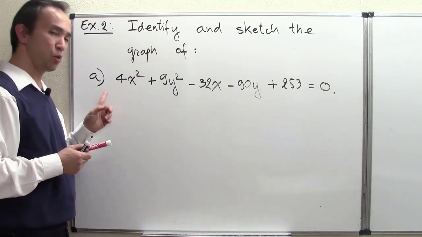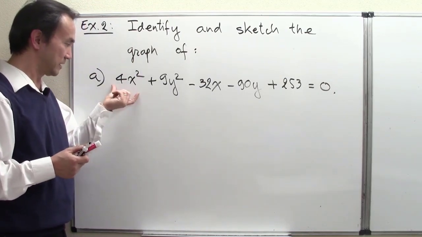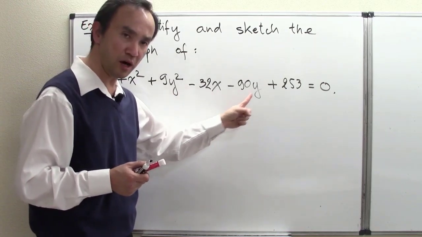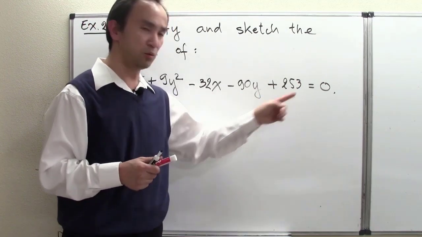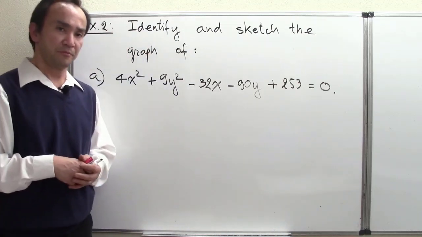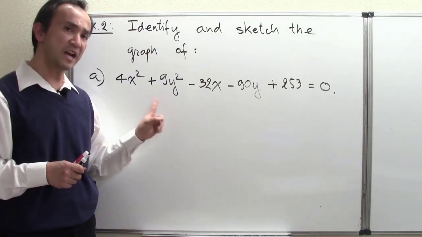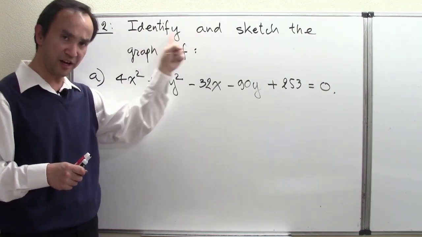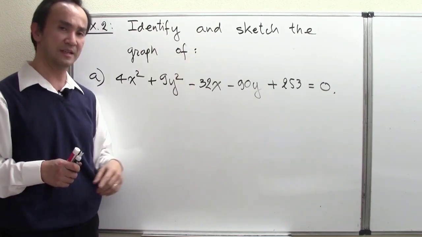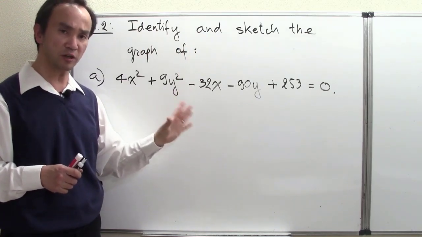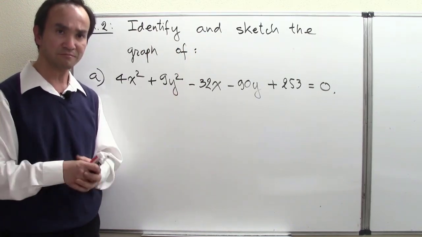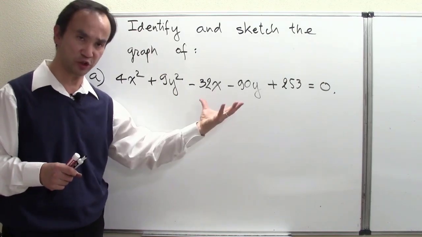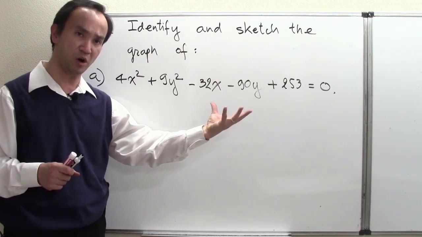All right, so the equation we're given now is 4x squared plus 9y squared minus 32x minus 90y plus 253 equals 0. So the challenge of this problem now is that, yes, it's the same instruction. We want to identify and be able to sketch the graph of this equation. But now this equation here is no longer clear to be what kind of graph that is.